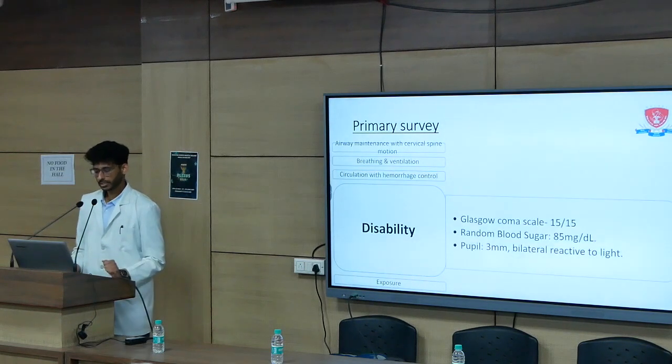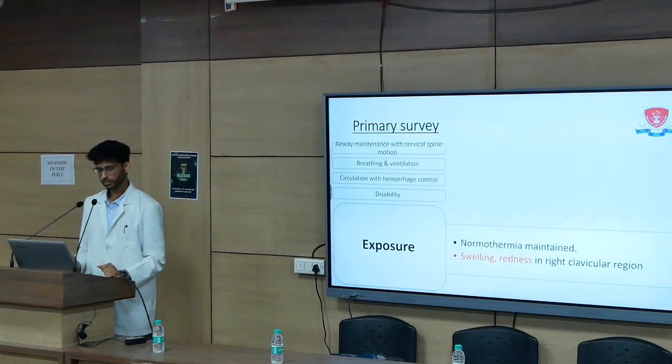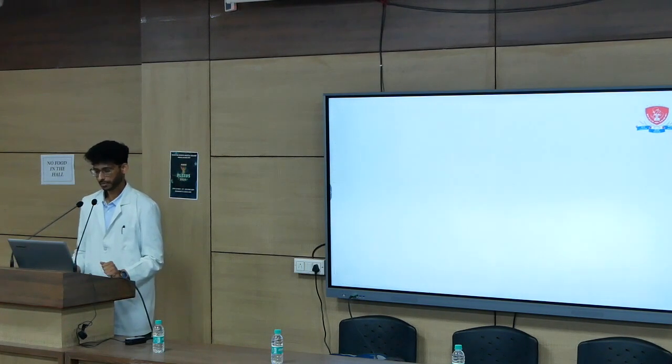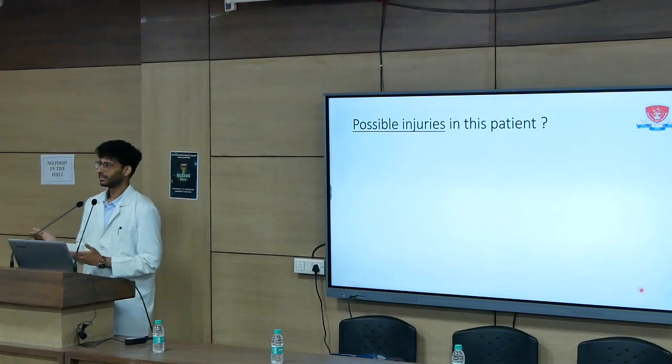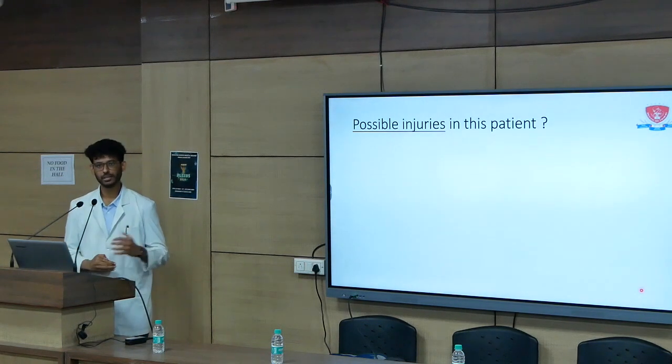He had no neurological deficit and pupils were 3 mm reactive to light bilaterally. Normal pressure was maintained, and swelling and redness in the right clavicular region was noted. So, according to the data we have and the complaints, what could be the possible injuries in this patient? Can anyone in the audience please tell your answers?